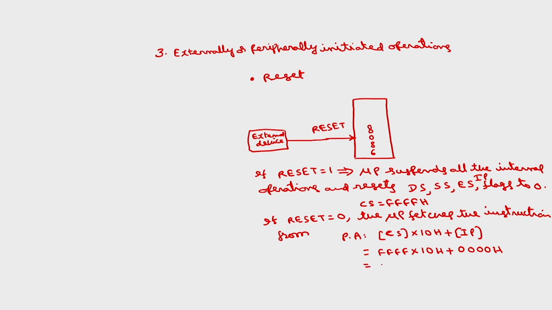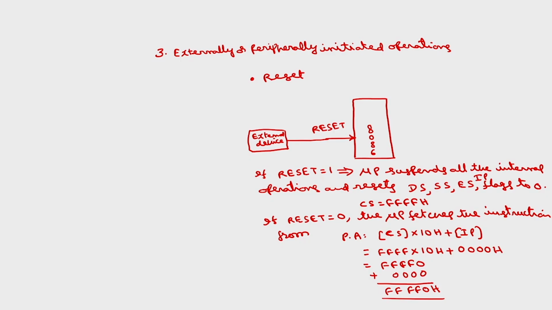Therefore, the address becomes FFFF0H plus 0000H, which will be FFFF0H. So the microprocessor fetches the instruction from this address location. This is about the reset operation.